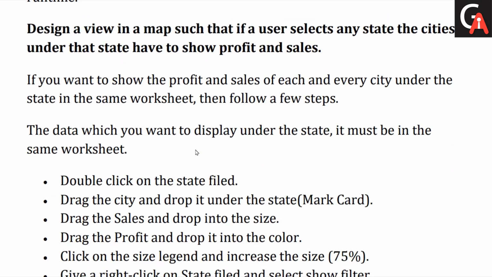Okay, next question we have: design a view in a map such that if a user selects any state, the cities under that state show profit and sales. So this question comes under one of the practical use cases of Tableau. And how can we do that? If you want to show the profit and sales of each and every city under the state in the same worksheet, then follow a few steps.